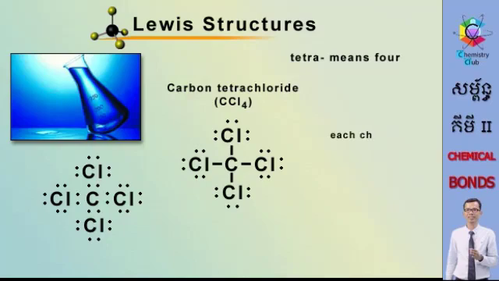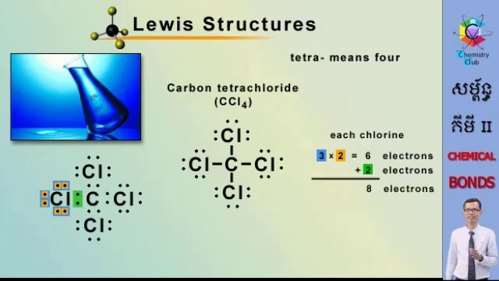A check of each chlorine atom shows that each is surrounded by 8 electrons, 6 from the 3 lone pairs and 2 from the bonding pair. The carbon atom is also surrounded by 8 electrons, 2 from each of the 4 bonding pairs. Thus, each atom in carbon tetrachloride fulfills the Octet Rule.